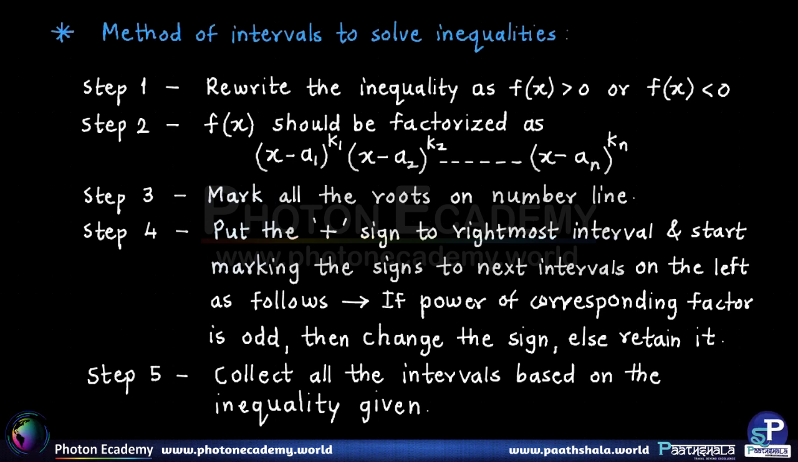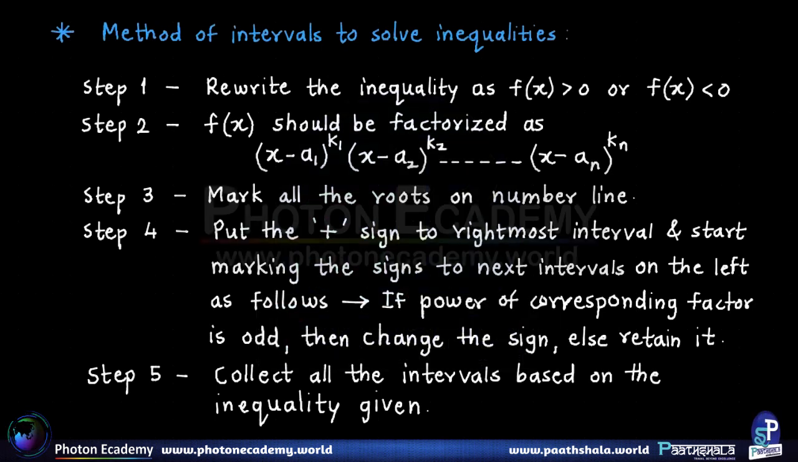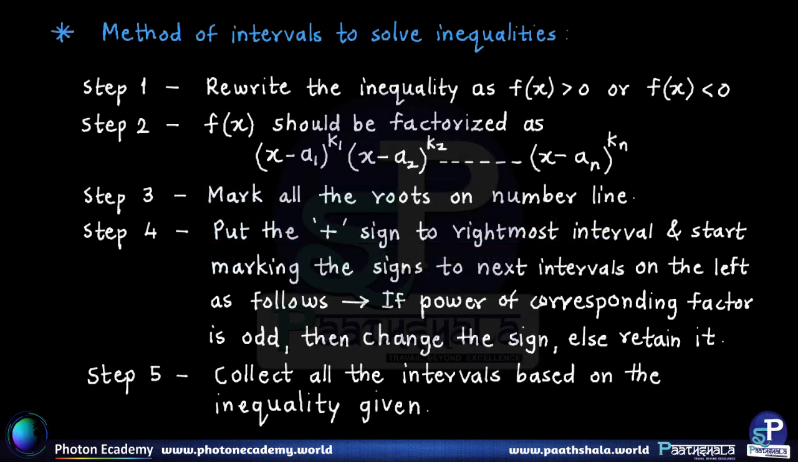First, we rewrite the given inequality in terms of some function in x. So it could be either f of x greater than 0 or f of x less than 0. Now we also need to factorize f of x into its individual factors. That is what is shown here in general: x minus some number a1 whole raised to some index k1, multiplied by x minus a2 whole raised to k2, and so on, up to the last factor x minus an whole raised to kn.